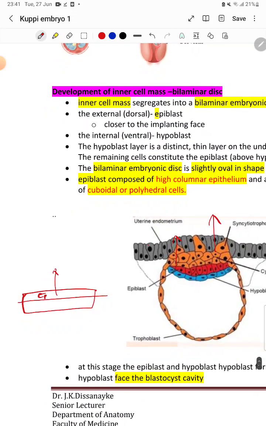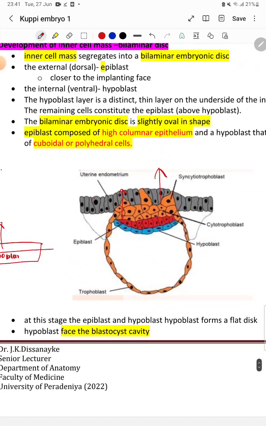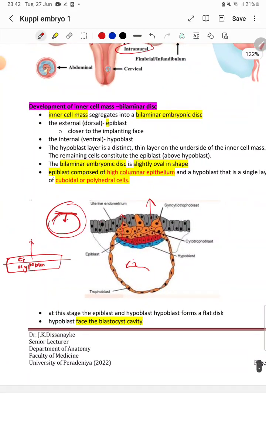And the layer below it is called the hypoblast. The hypoblast is actually facing the blastocystic cavity. Like I mentioned earlier, the blastocyst has this fluid-filled cavity, right? So the hypoblast is the one that's closest to this cavity here. So that's quite important, in the sense that it splits into two layers.